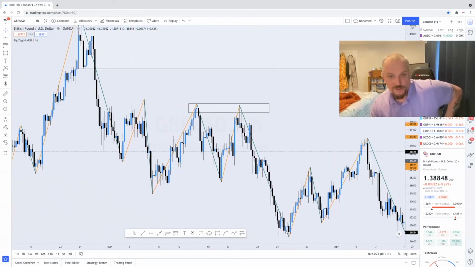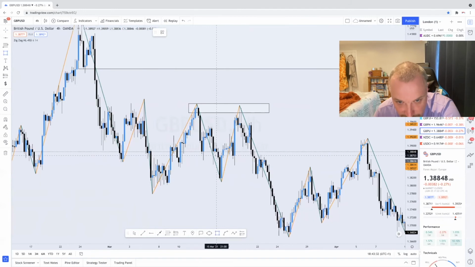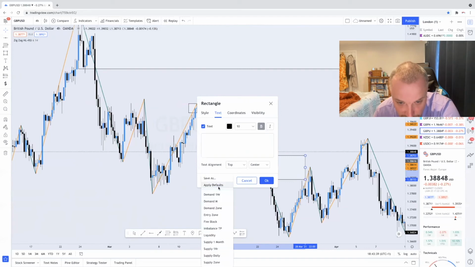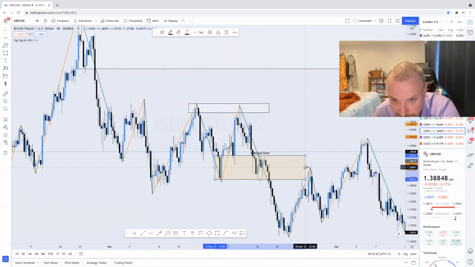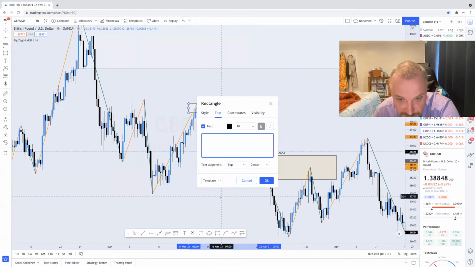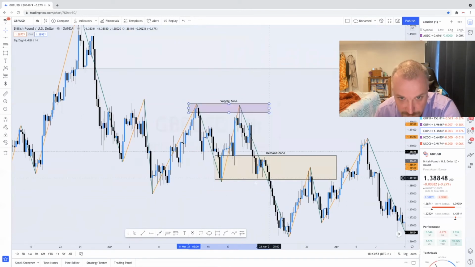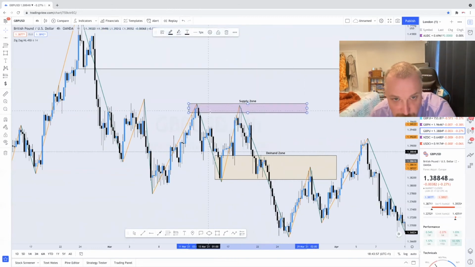Bang, right. So this here will be known as a supply area. Okay, this down here would be a demand. Okay, so let's just highlight this just to close it out. So what we've got, demand zone is on the bottom, and on the top would be known as a supply zone.